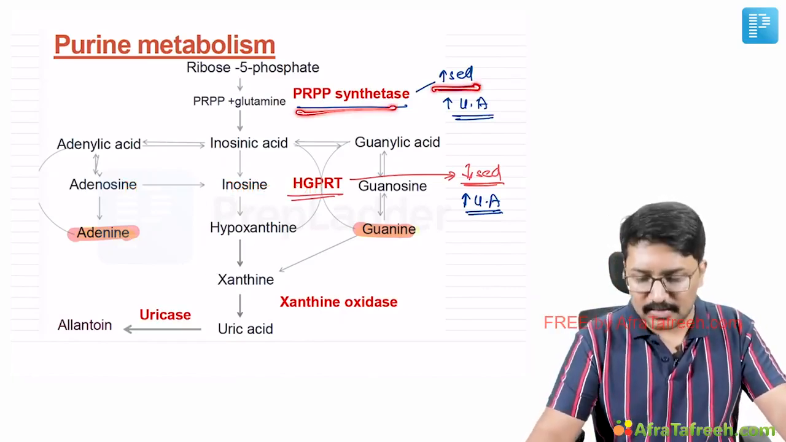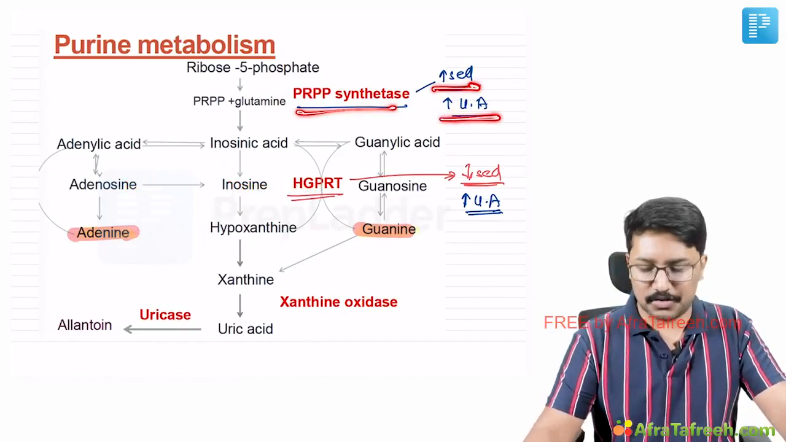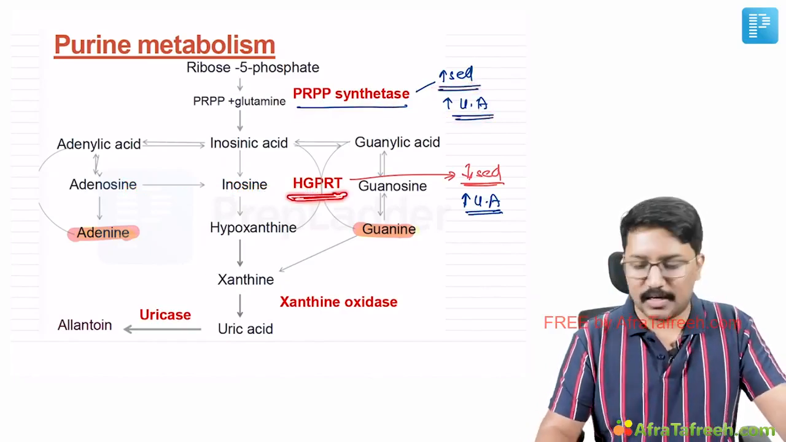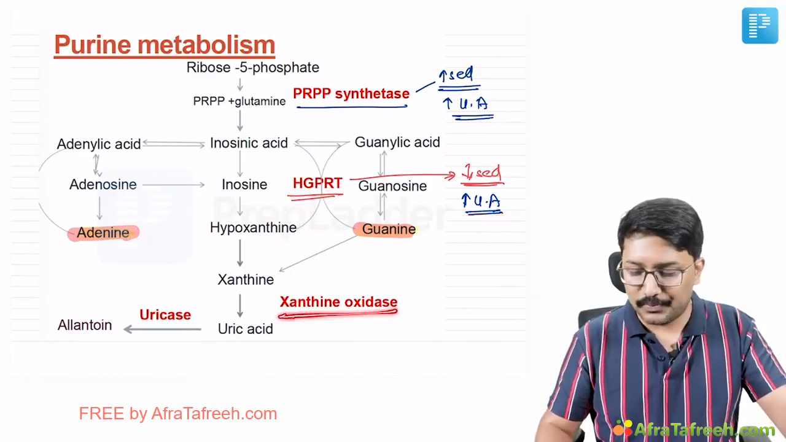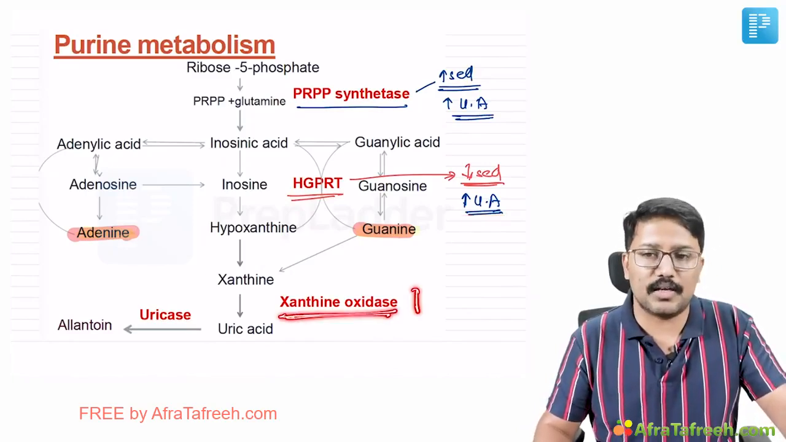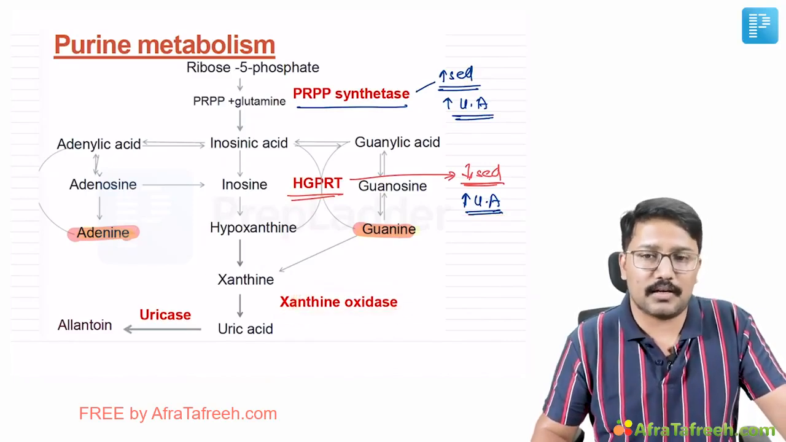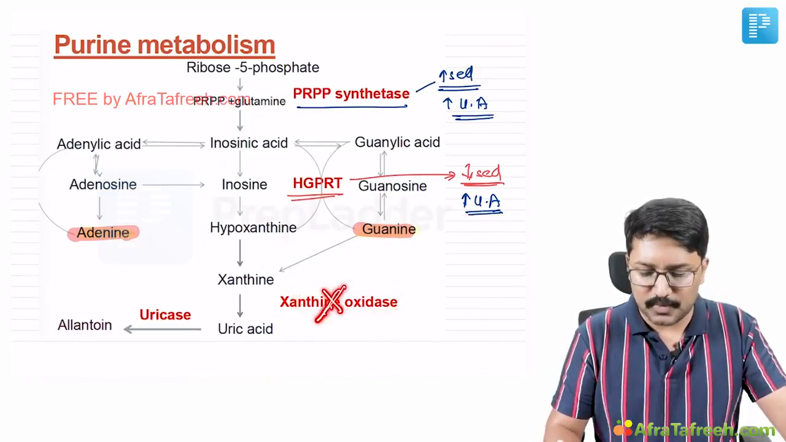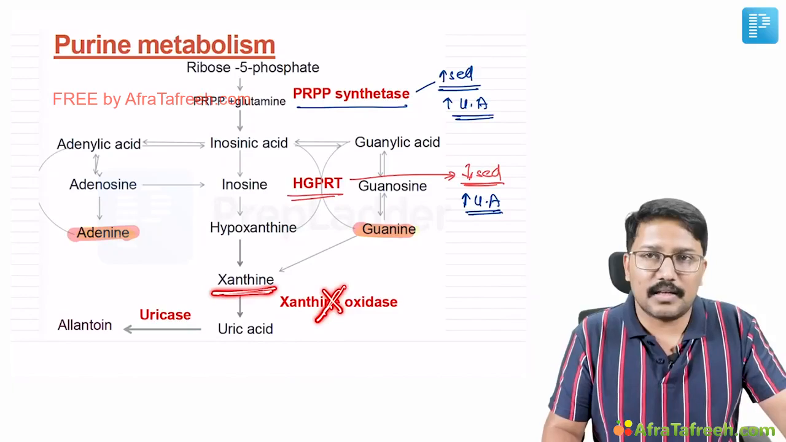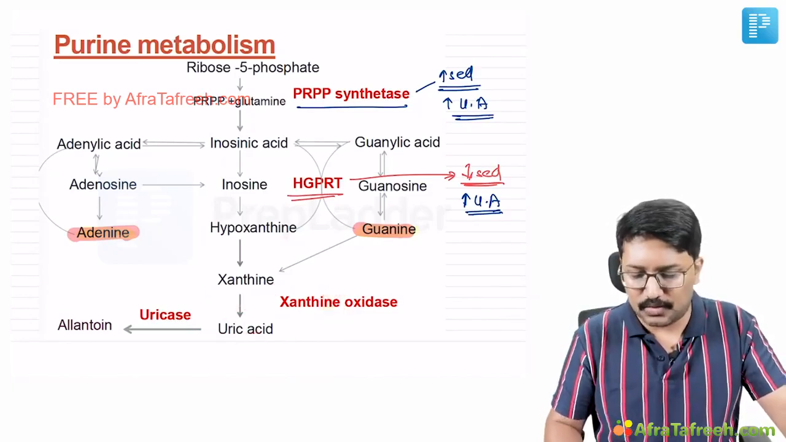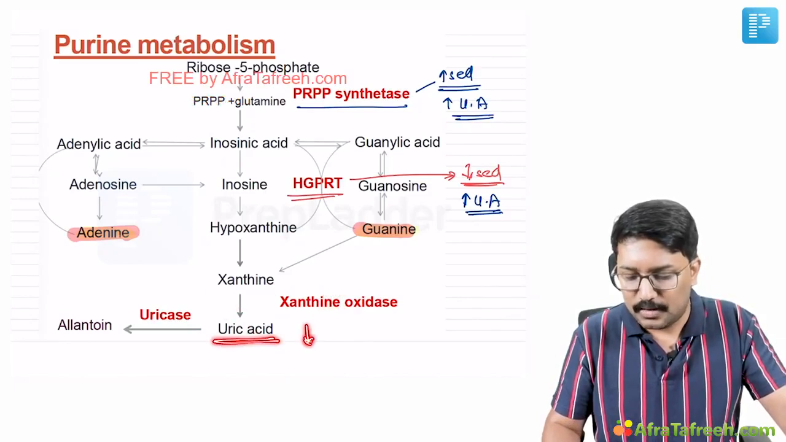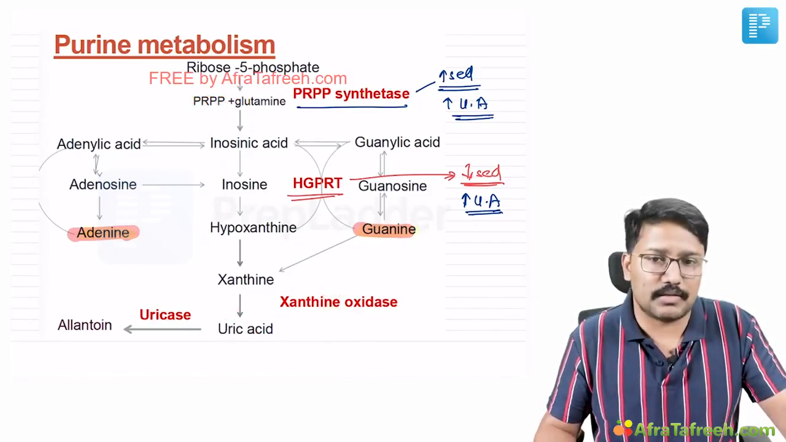PRPP synthetase increased activity, increased uric acid production. HGPRTase decreased activity, increased uric acid production. And the third enzyme we spoke about was xanthine oxidase. So this we are using as a potential pharmacological target, right? If you block xanthine oxidase, then the whole pathway is arrested at xanthine, right? It is not getting converted to uric acid. So this way we can reduce plasma uric acid levels, right?